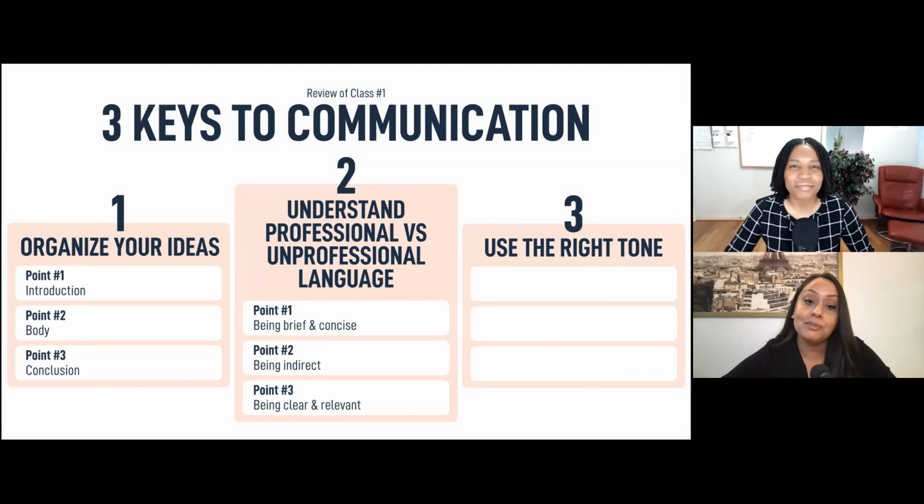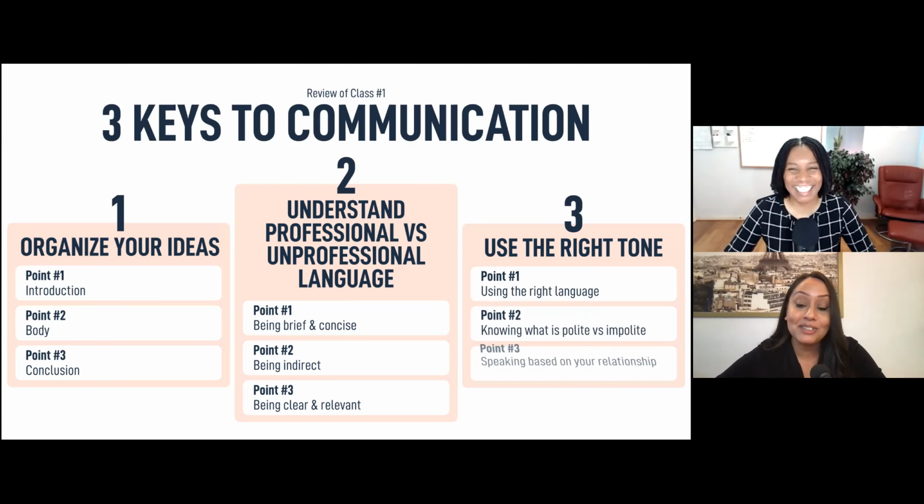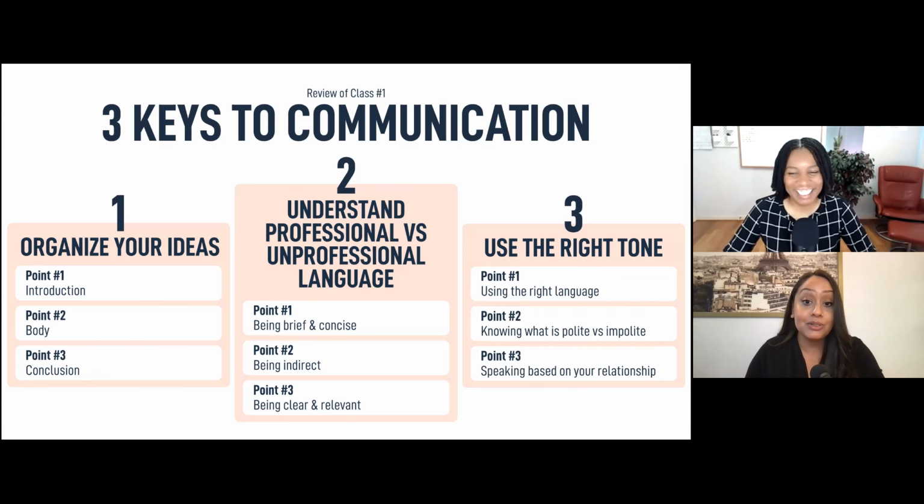And the second key to communication was understanding what professional language is versus what unprofessional language is. Here we talked about being brief and concise, keeping your message short, being indirect and polite, and being clear and relevant, giving information that people care about and understand. And the third key to communication was using the right tone. So here we talked about using the right language, again, knowing what is polite and what is impolite in English, and changing how you speak based on your relationship with the person that you're talking to. So that was class 1. Yeah. Class 1 was really good.